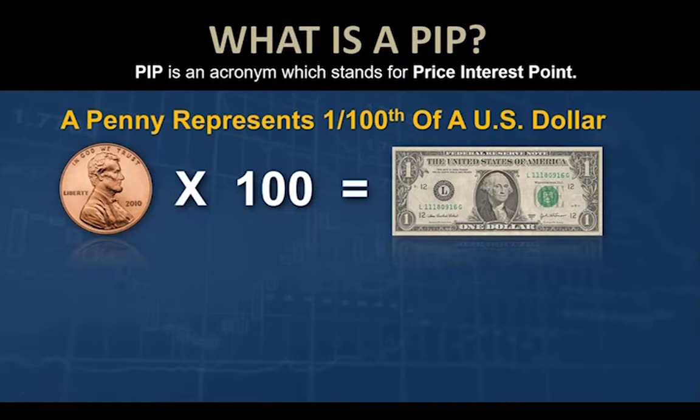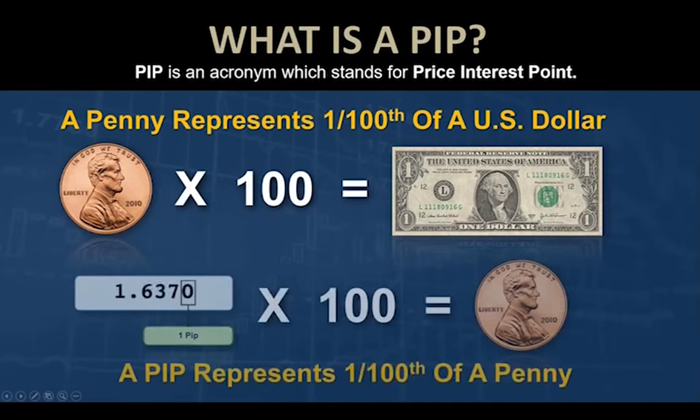Now the very simplest way of breaking this down so that you understand it: I'm sure everybody in the room already knows that there are 100 pennies in a US dollar. So a penny represents 1/100th of a US dollar. If we were looking for a unit of measure that's smaller than a penny, it would be the equivalent of what is called a pip. So just as there are 100 pennies in a US dollar, there are 100 pips in a penny. It represents 1/100th of a penny.